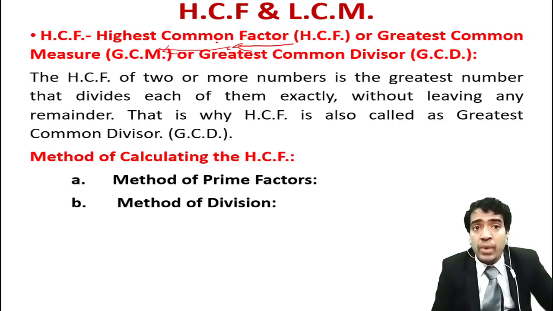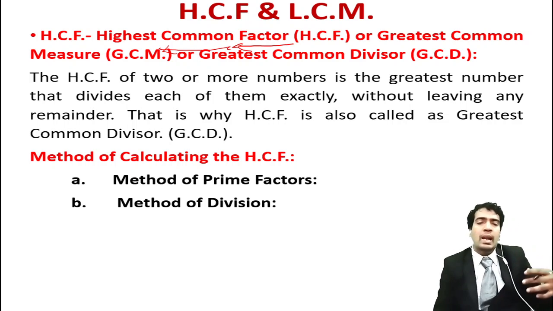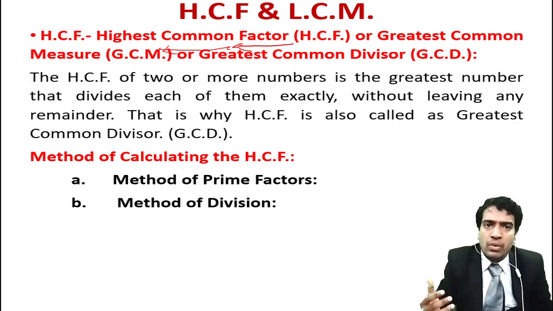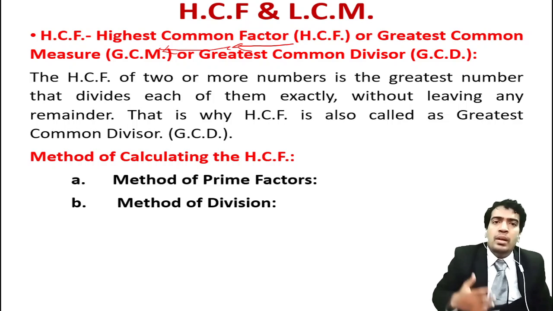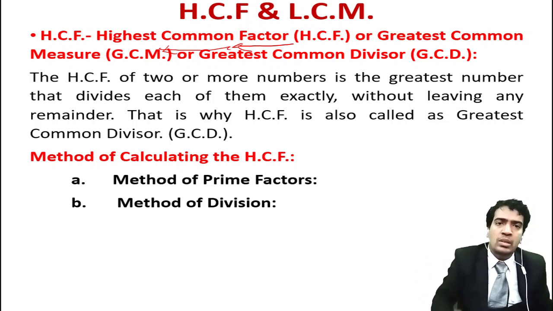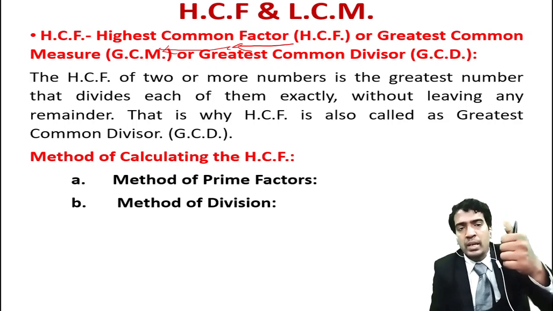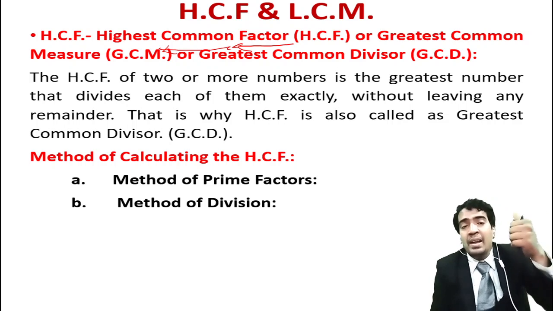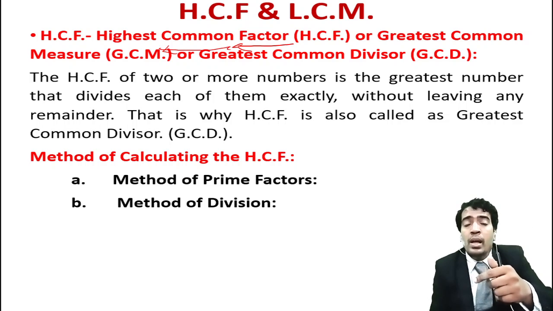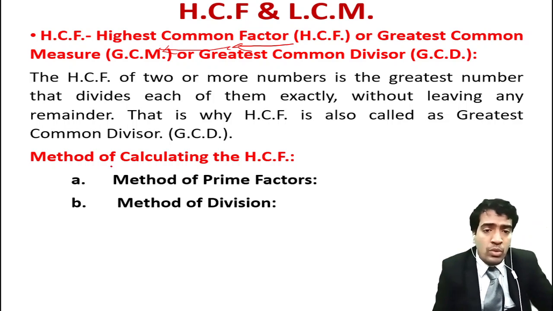It is the common factor, which means when you are calculating the highest common factor, say the H.C.F of 2 or 3 numbers. Let us take the example of 3 numbers. First of all it is a factor, which means it divides all the 3 numbers exactly. When you say it is a factor, it divides each of these numbers, and when you say common factor, it divides all the 3 numbers.